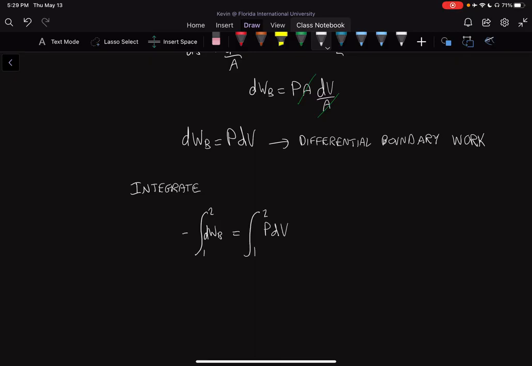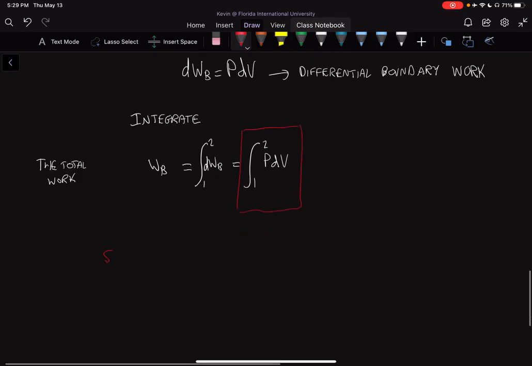And we can say that this is equal to the total work from one point to another, which we're going to just call WB, right? If we integrate dWB between 1 and 2, we just get work boundary from 1 to 2, okay? Now, this integral from 1 to 2 of P dV, how do we solve this side of the equation? How do we solve it?